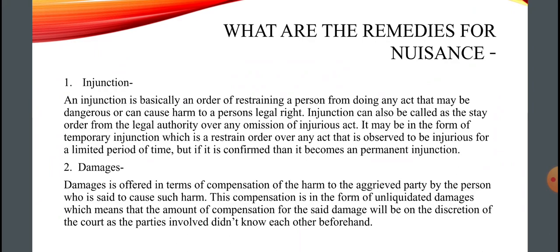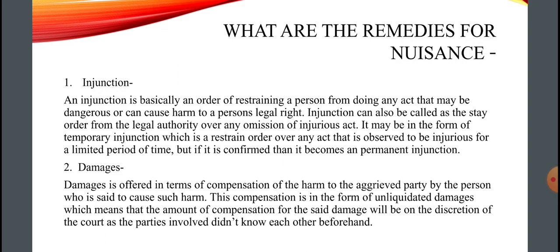Now, what are the remedies for nuisance? First is injunction. An injunction is basically an order restraining a person from doing any act that may be dangerous or can cause harm to a person's legal right. Injunction can also be called a stay order from the legal authority over any injurious act. It may be in the form of a temporary injunction, which is a restraint order over any act that is observed to be injurious, for a limited period of time. But if it is confirmed, then it becomes a permanent injunction.